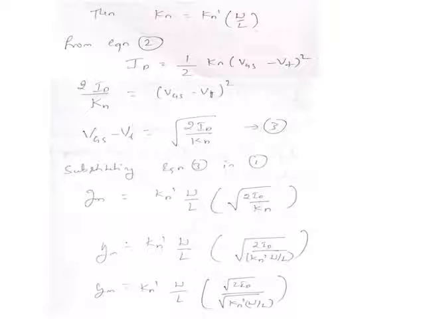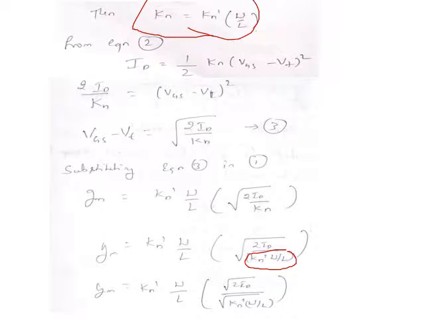I'll try to extract Vgs minus Vt. So what will I get? Vgs minus Vt equal to square root of 2ID by Kn. If I substitute this in my Gm equation, what will I get? Gm is equal to Kn dash into W by L into root of 2ID by Kn. So what is Kn? It is Kn dash into W by L, as mentioned here. I substitute this over here. I am separating this square root into numerator and denominator terms.